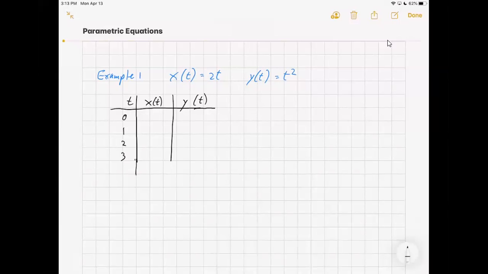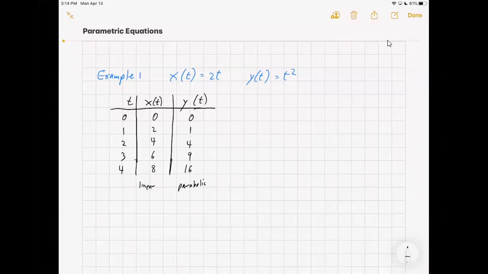So let's just work our way up to 4 seconds if that were time in seconds. You can see that the x values would be 2 times the t values, so it would be 0, 2, 4, 6, and 8. So these are linear. The values are increasing in a linear way. If I substitute in for y, I get 0, 1, 4, 9, and 16, since y is just t squared. So these are parabolic.